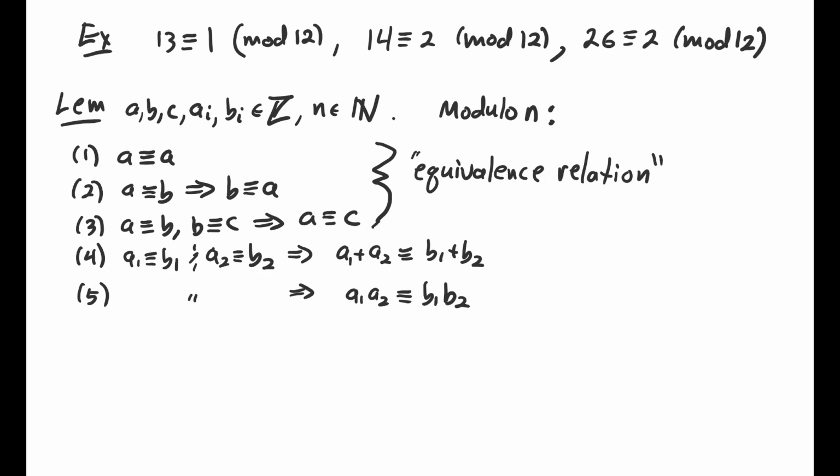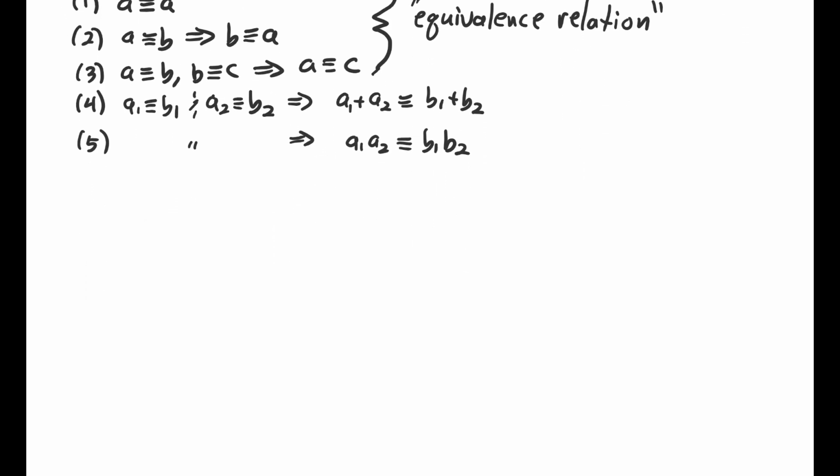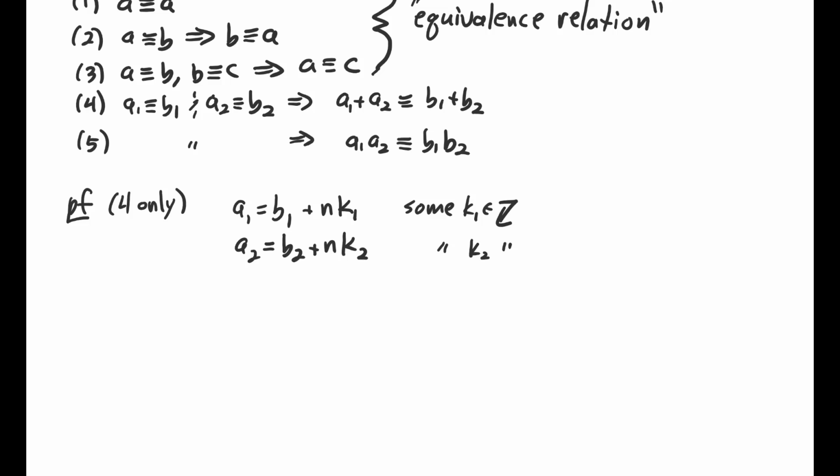All right, let's go ahead and prove, I don't know, just part 4. We just write down the definition and the proof will write itself. So A1 congruent to B1 means that A1 and B1 differ by a multiple of n. Similarly for A2 and B2. And then you just add these together.